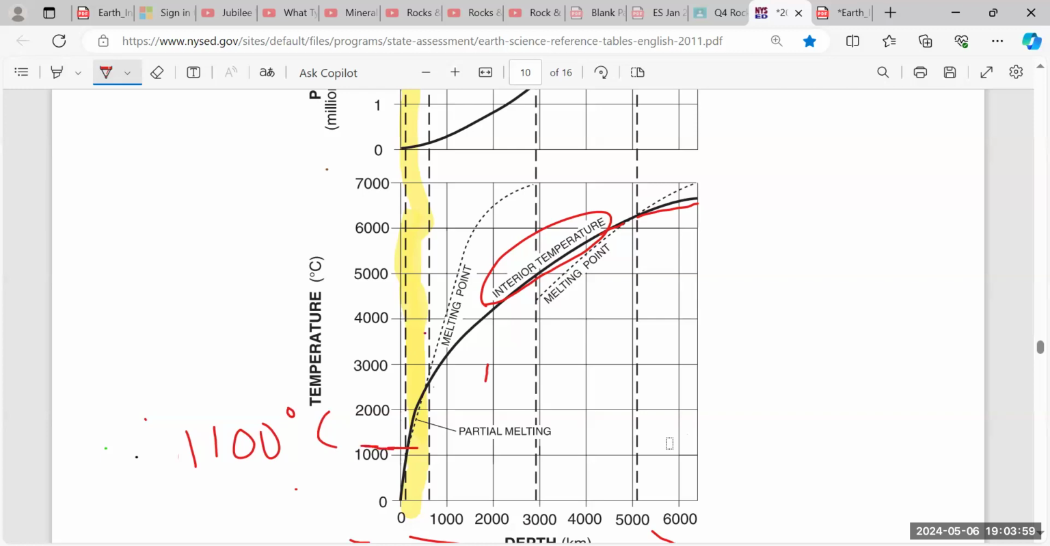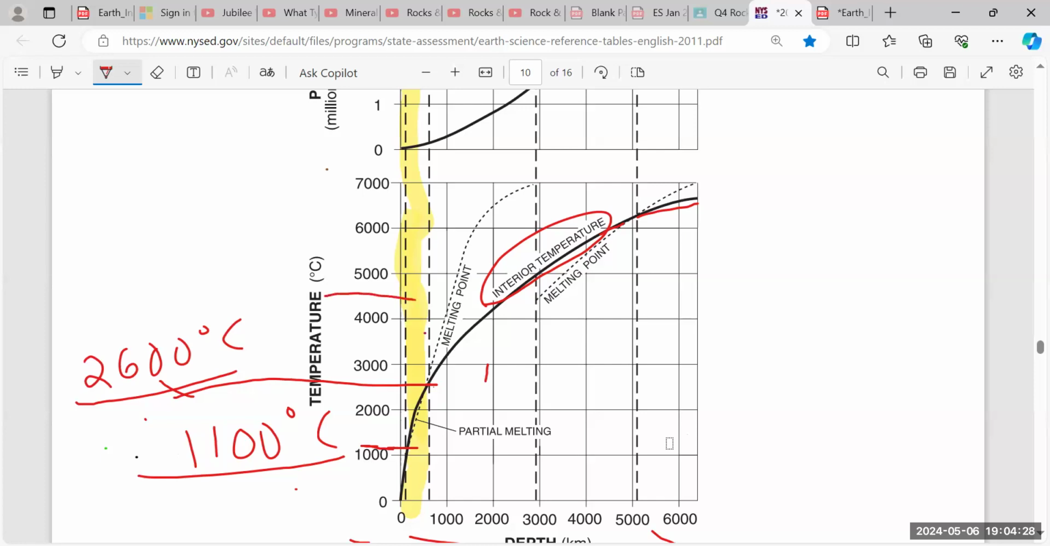And then the maximum temperature of the plastic mantle at this point, we would say what? Let's say 2,600 degrees Celsius, just to put it on the safe side. So I need to find a number that is between 1,100 and 2,600 degrees Celsius, a temperature that would be within this yellow column which represents the plastic mantle.